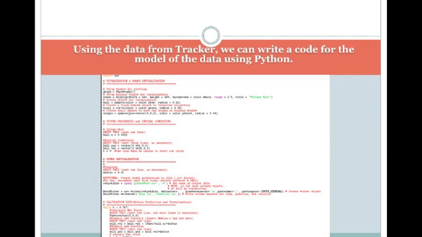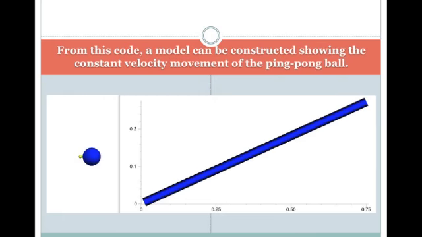Next, using VPython software, I was able to use the data calculated for initial positions and velocities, as well as time intervals and ball dynamics to write a code for a representative model of the ping pong ball. Here is a picture of the model as well as the graph constructed from the model data.